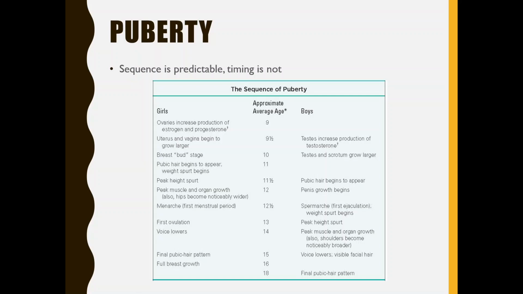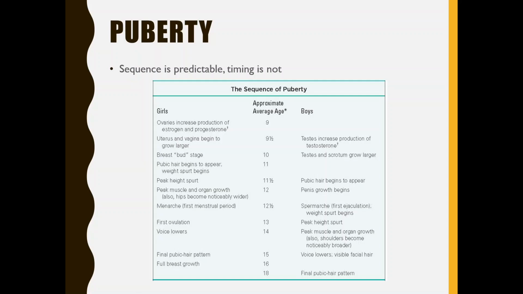The peak height spurt for girls is around 11.5, where they're growing the fastest. So there'll be a significant change in height through this beginning puberty. For girls, they'll really, really, I want to say spike up, but I don't think that's a phrase. They're going to have a really significant change in their height. And it could last over the course of 6 or 12 months where they'll really significantly grow.